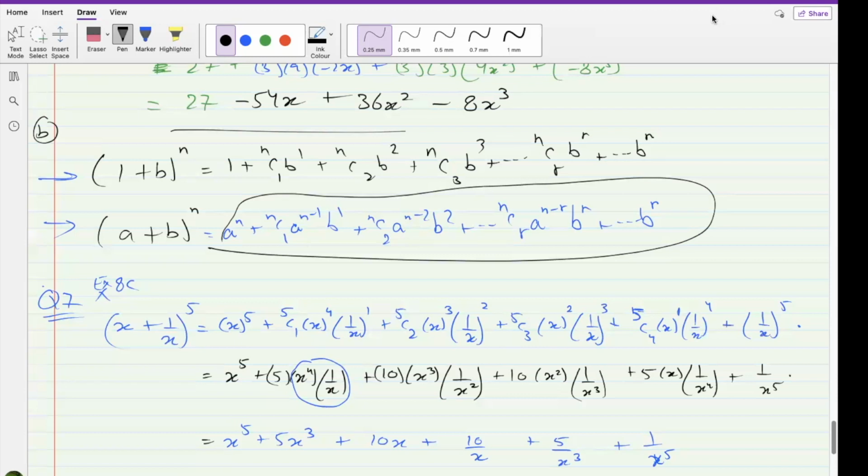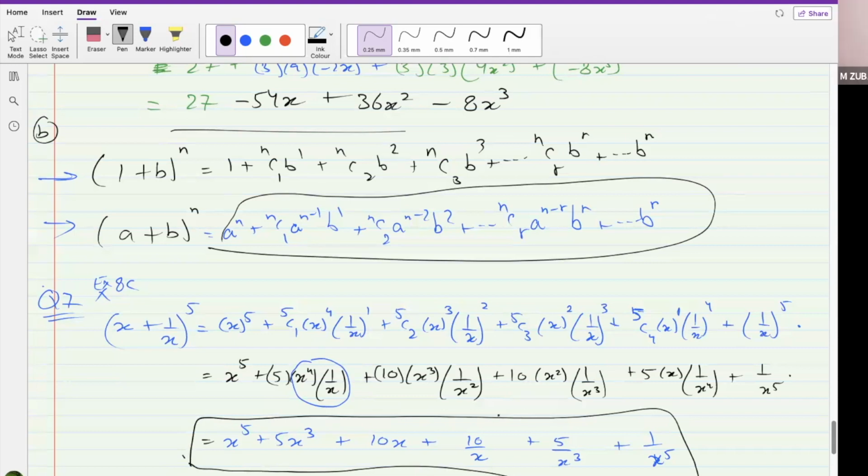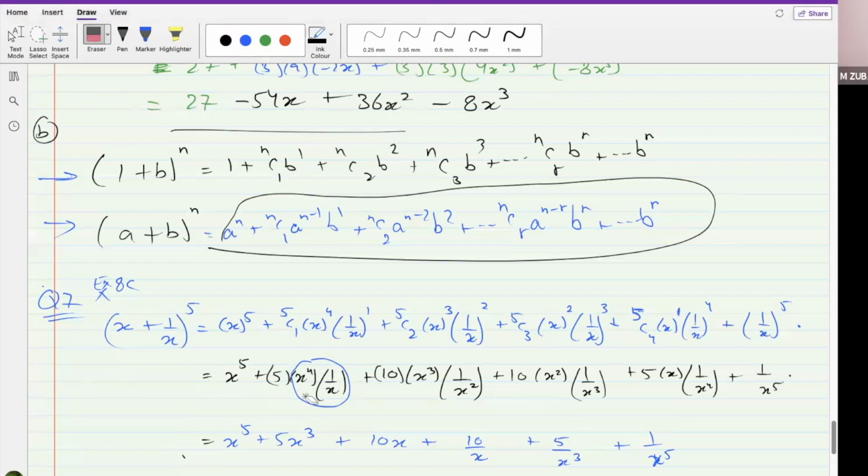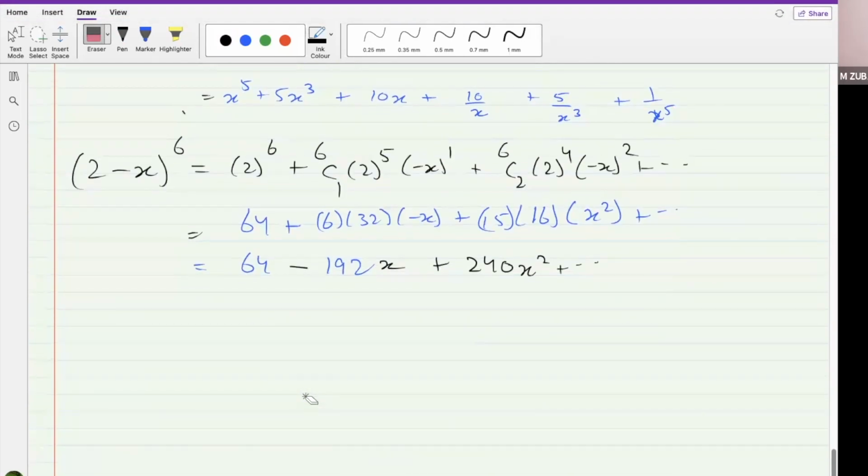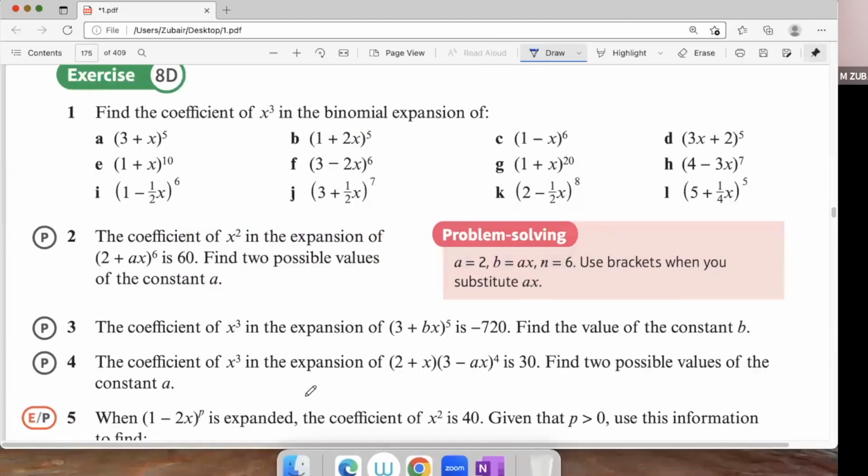Coefficient of x. 10. Yeah, that's 10. And I saw the coefficient on the right, 10 over x. No issues. Coefficient of x power minus 3. 5? Yes.